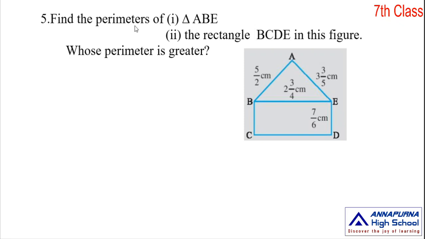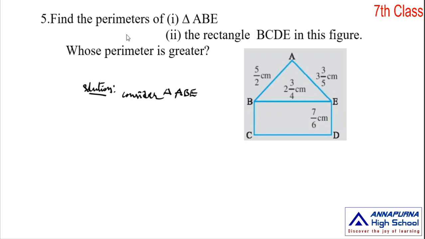So let us first find the perimeter of triangle ABE. What is the solution? Consider triangle ABE. So this is the triangle ABE. We know a triangle is a three-sided closed figure.